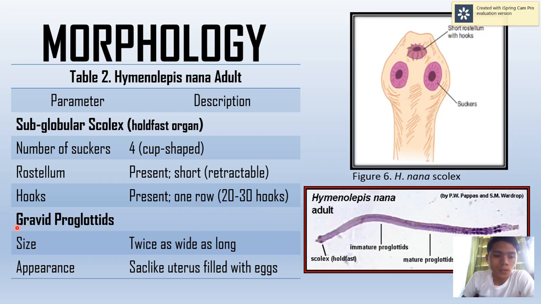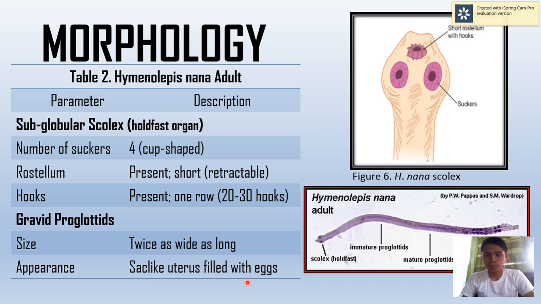The gravid proglottids have a size of twice as wide as long. So, compared to the other species, the gravid proglottids of Hymenolepis nana are twice as wide, meaning they are rectangular in shape. It is not square. And its appearance is a sac-like uterus filled with eggs.